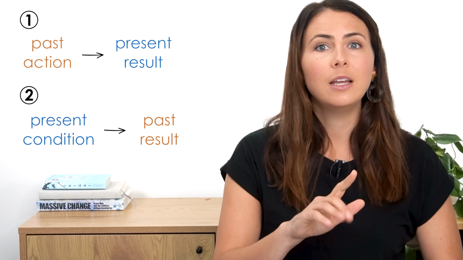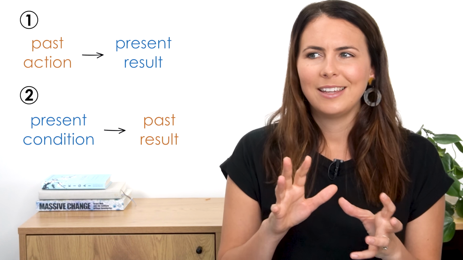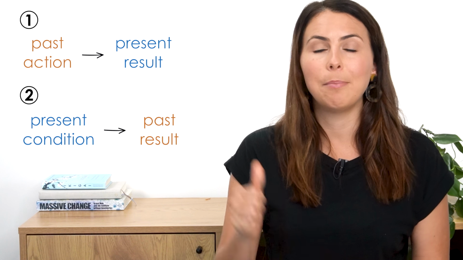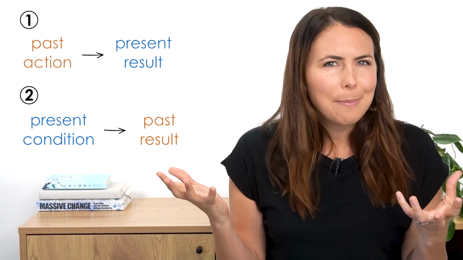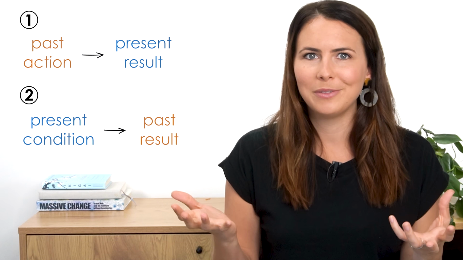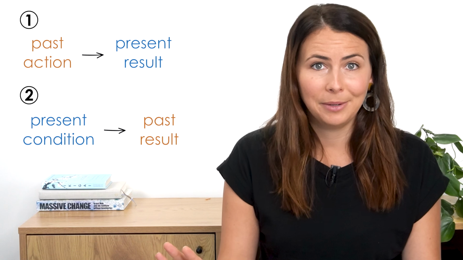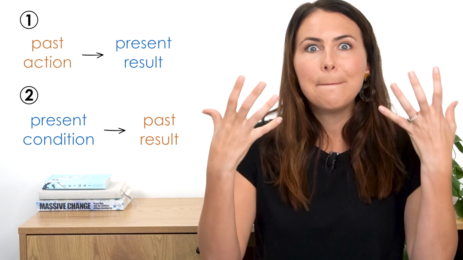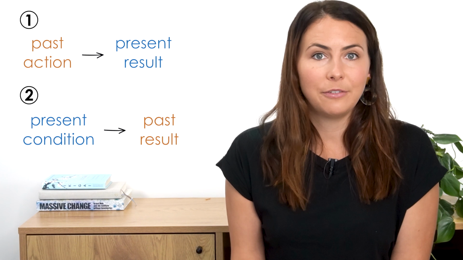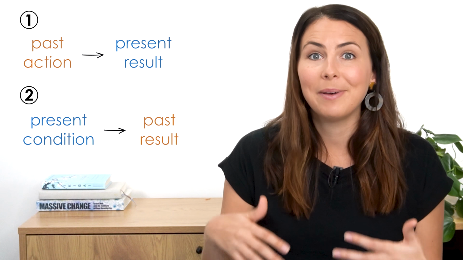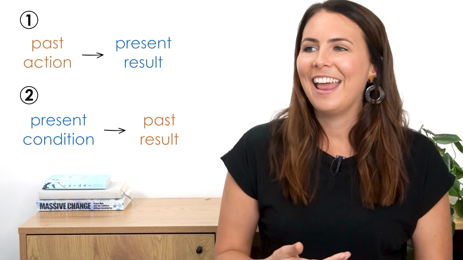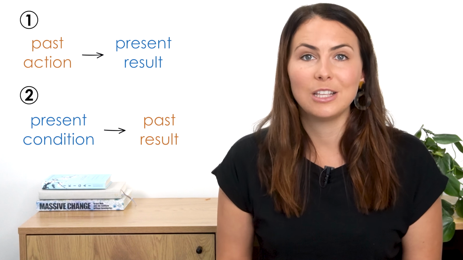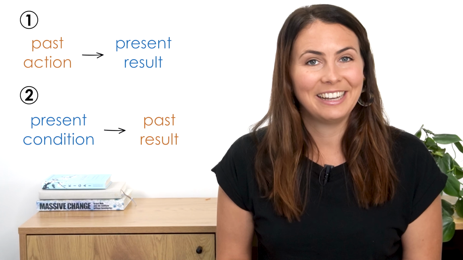So remember, in both of these sentences, we're talking about something that's unreal. In the first, we're talking about changing a past action and the hypothetical present result that would happen. But it can't happen because we can't change the past, right? And in the second, we imagine that the present were different. Now, it's not, but if it were, then how would the past hypothetically have been different as a result? It's a little confusing, I know.